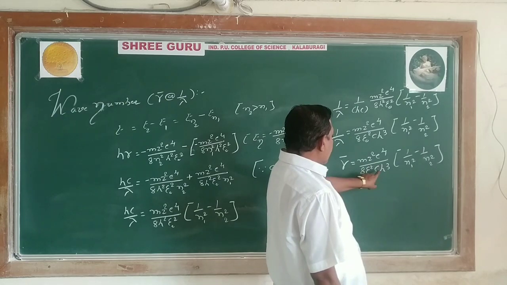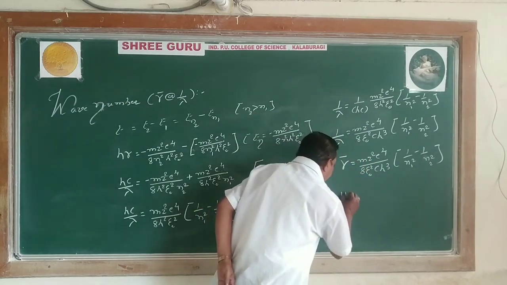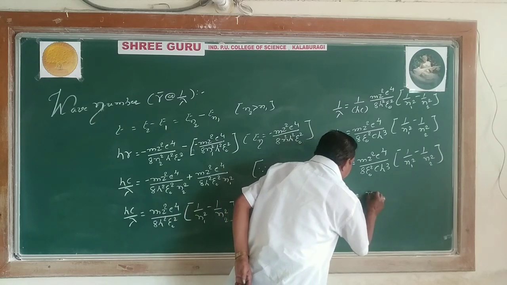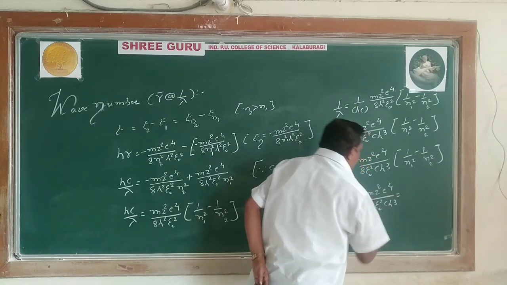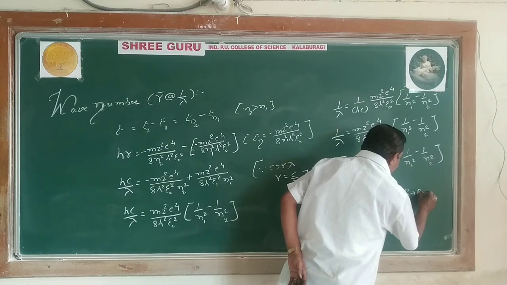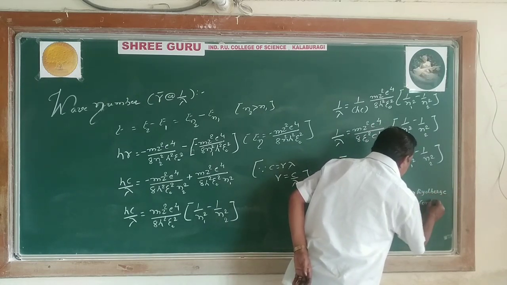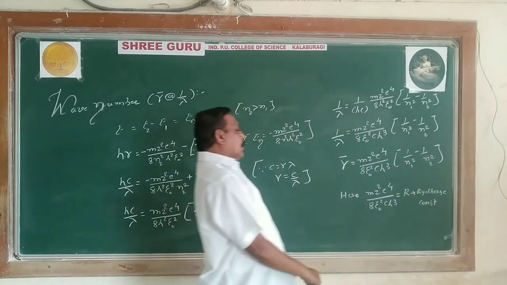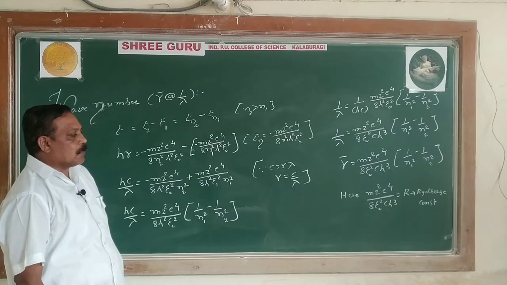C is nothing but the velocity of light, the velocity of photon. Here, m z square e fourth divided by 8 epsilon naught square c h cube is equal to a constant. This is called the Rydberg constant. Rydberg is the name of the scientist, and the constant is called the Rydberg constant.